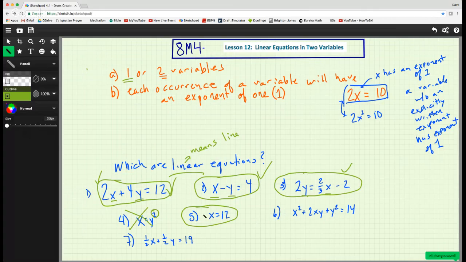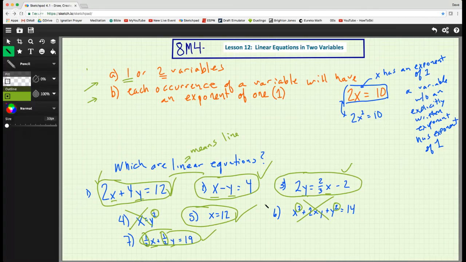Now let's try number 6. This is clearly, I mean, if you're paying any attention at all, you'll see these exponents right here. And so this is not a linear equation because we have exponents that are 2s. How about 7? Well, we have two variables, exponents of 1. Do we worry about these fractions? No, we don't. We don't care what the coefficients are. There's no rule about coefficients here. So this is indeed also a linear equation.